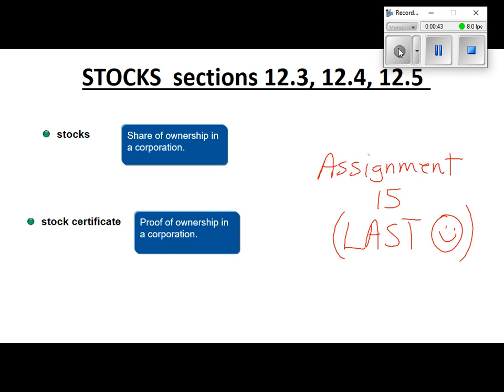Stock is a share of ownership in a corporation, so you pay them money so that you can be like a part owner in that corporation. A stock certificate is just proof of ownership in the corporation. It's a sort of paper form that shows that you are an actual part owner in that certain corporation.